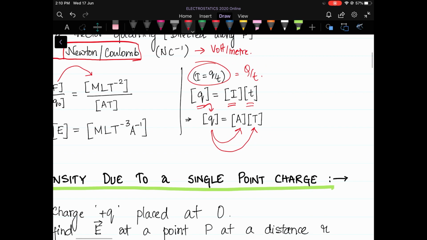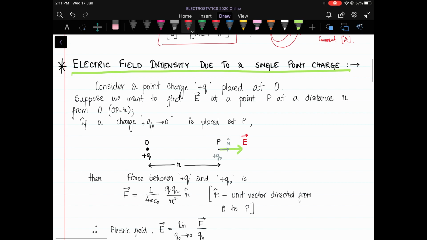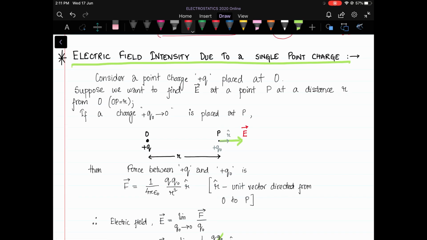In your lower classes you have seen dimensions are M, L and T for mass, length and time, and the dimension for current is amperes. So in place of charge we have written the dimensions of AT. Now we are going to simply find the expression or the formula to calculate the electric field due to a single point charge.